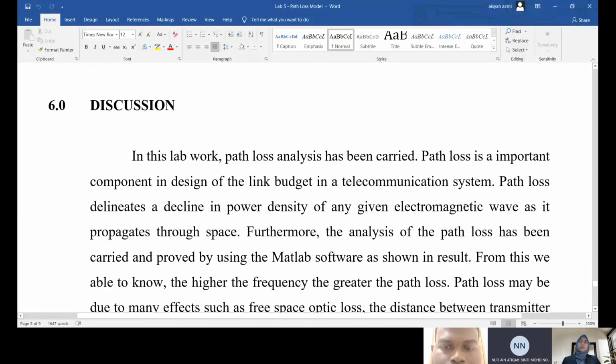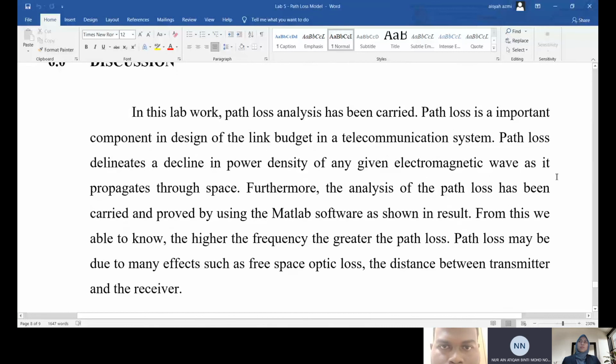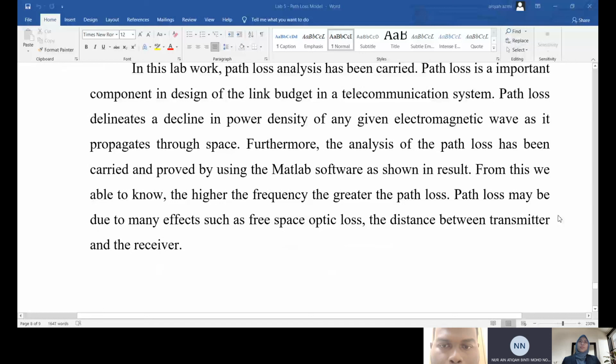Okay, for the discussion, path loss analysis has been carried out. Path loss is an important component in the design of the link budget in telecommunication systems. Besides, path loss describes a decline in power density of any given electromagnetic wave as it propagates through space. Furthermore, the analysis of the path loss has been carried out and proved by using the MATLAB software as shown in the result.